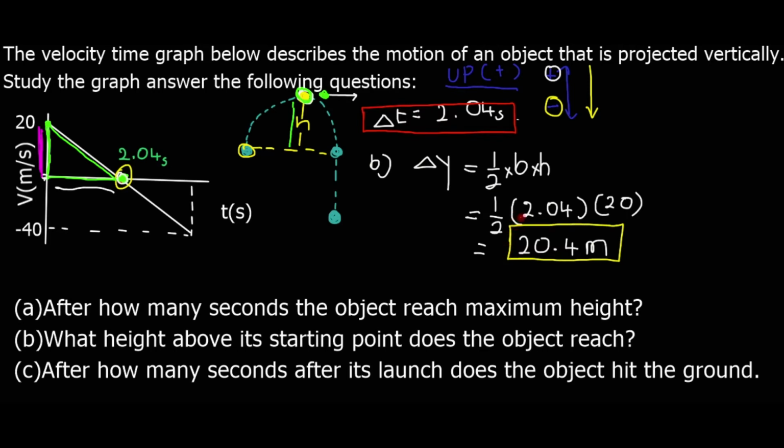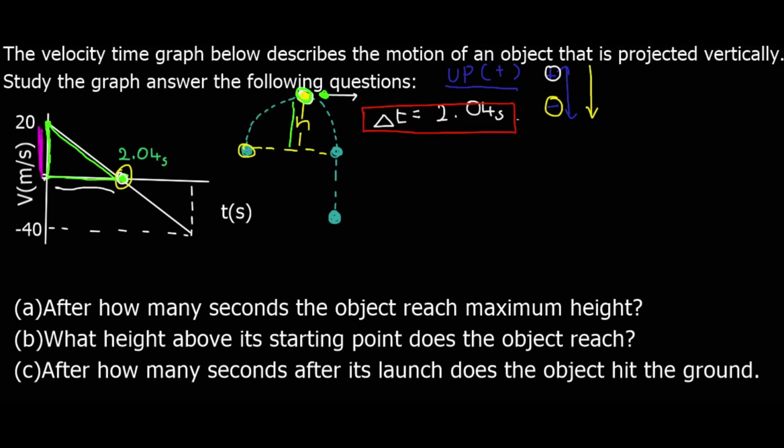This is our answer for part B. Now let's look at part C. After how many seconds after its launch does the object hit the ground? This question asks for the time this object takes to travel from its initial point until it reaches the ground. According to this question, this object went up and then came down to the ground, so we need the time it takes to reach the ground.